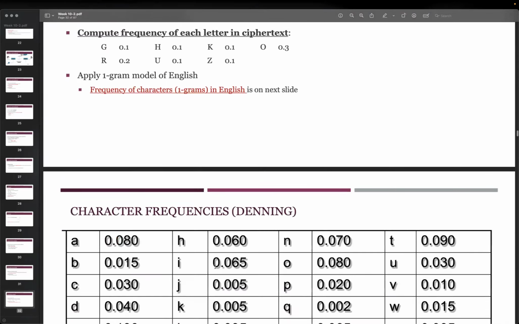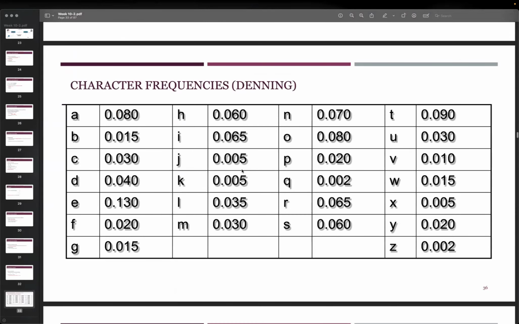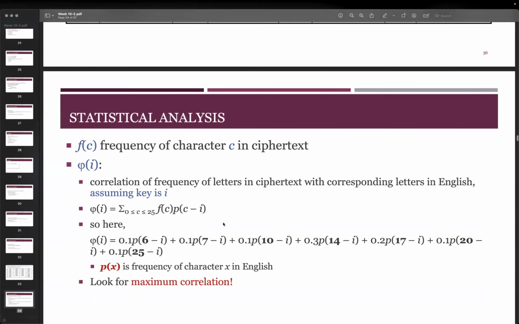So you will see right here all those frequencies, like A, B, C, D, and keep going to Z. Commonly the word with Z will be really low, 0.002. A is 0.08. So it will be like this. So we can check the frequency.